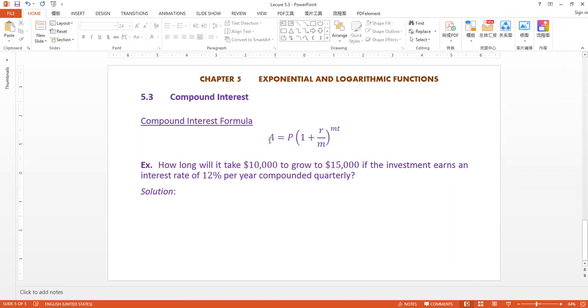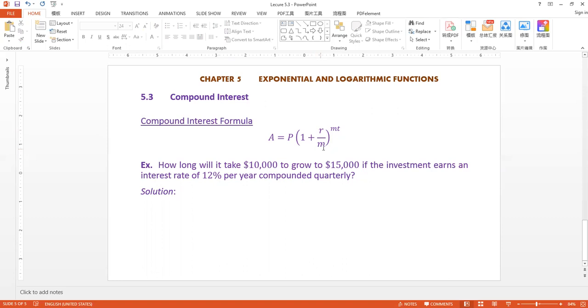Okay, so the formula to use here is A equals P times (1 plus R over M) to the M times T. Here A is the grown money, the money it will grow to. P is the original deposit, or we call it principal. R is the interest rate each year. So that's the yearly interest. In here it's just 12%.